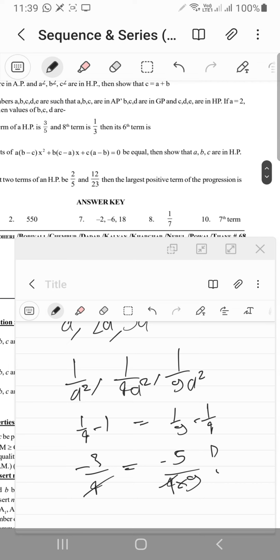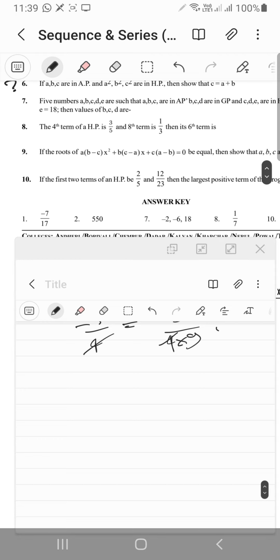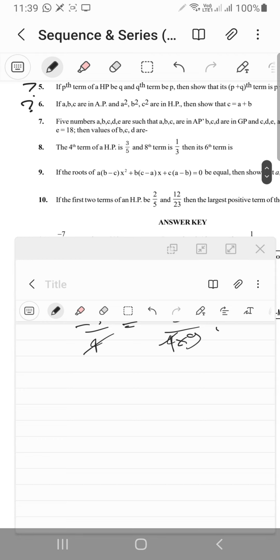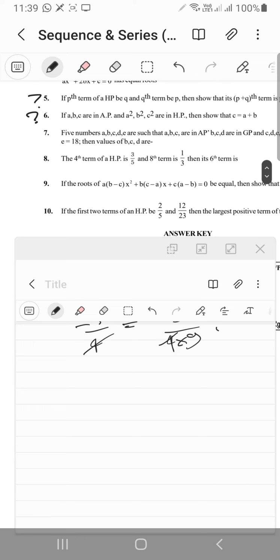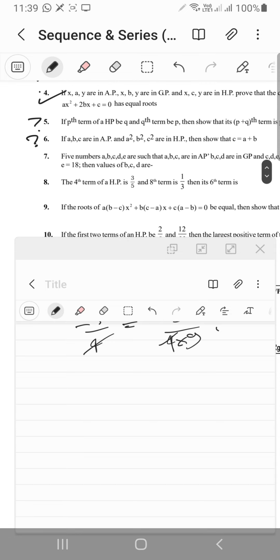5 numbers such that A, B, C are in AP, and C, D, E are in HP, and B, C, D are in GP. A equal to 2, E equal to 18, and find the value of B, C, D. So you basically have to find everything, that's what you are saying. Oh, you also give us E, right? So A is 2, right? B, C, D and 18.